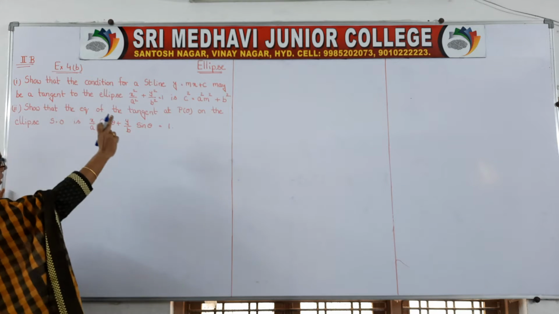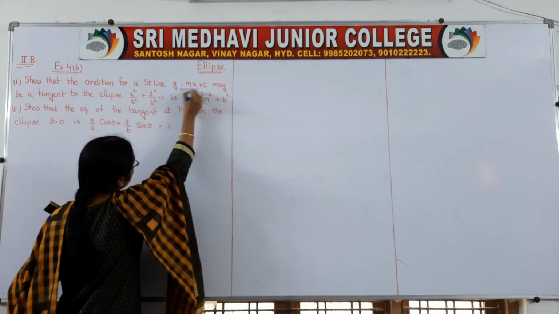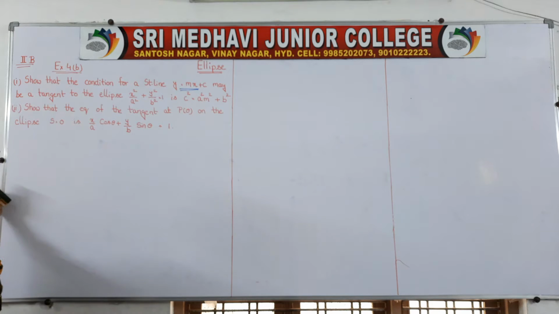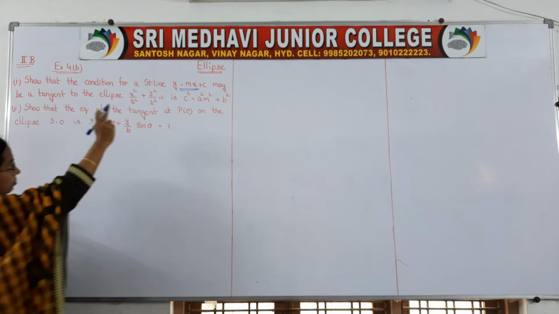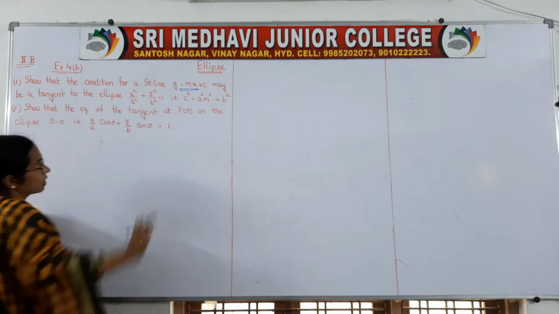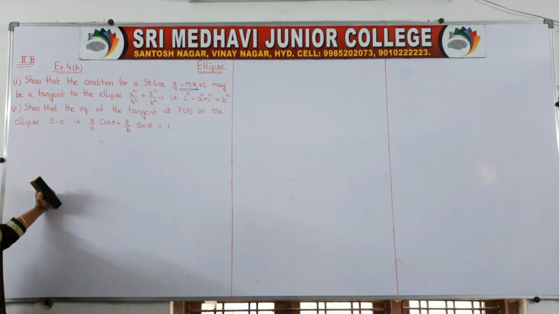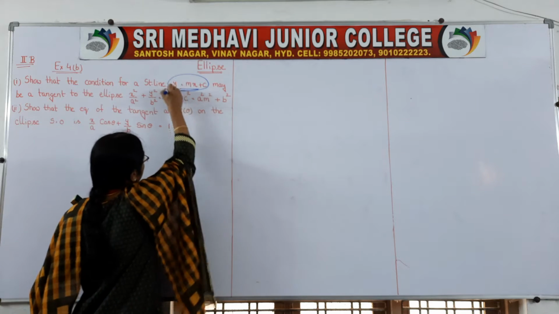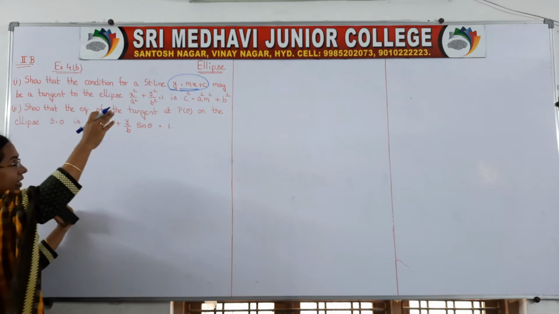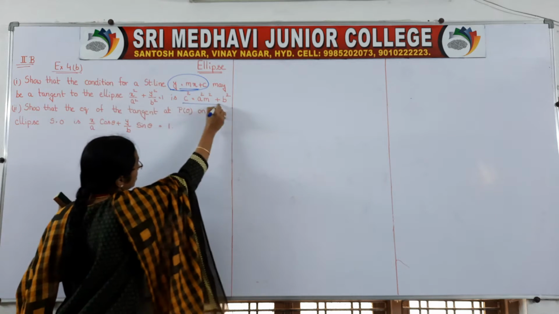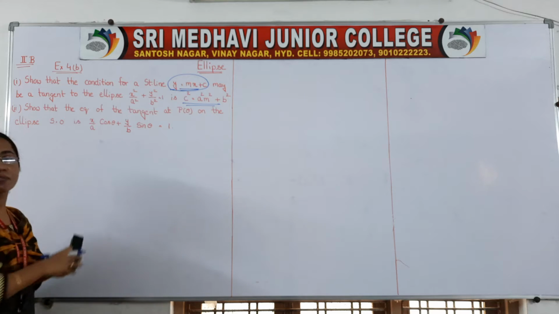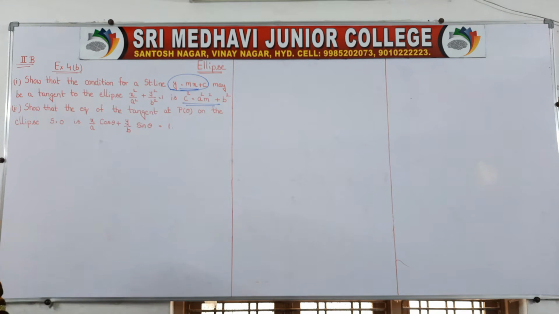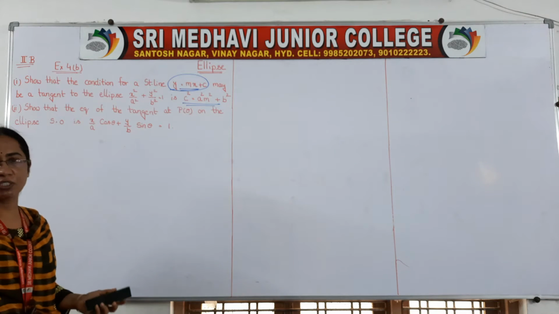Show that the condition for a straight line y is equal to mx plus c to be a tangent to the ellipse x square by a square plus y square by b square is equal to 1 is c square is equal to a square m square plus b square. So we have to prove that if this line is a tangent to this ellipse, then it has to satisfy that condition: c square is equal to a square m square plus b square.